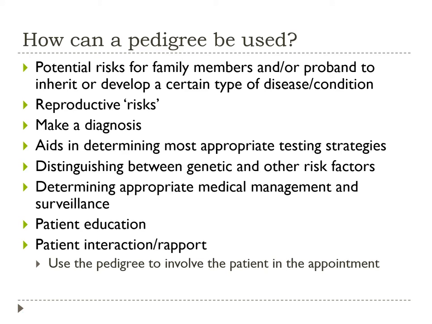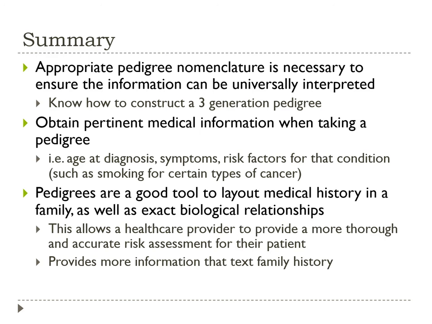So how can the pedigree be used? Potential risks for family risk, reproductive risks. It helps to make a diagnosis, aids in determining the proper testing strategies. For instance, if somebody had cancer and they had a relative that had cancer, and then you could say, did they ever have testing? And if we could figure out what it was, that would help. Appropriate medical management and surveillance, patient education, and it really helps them to feel like they're part of the system.